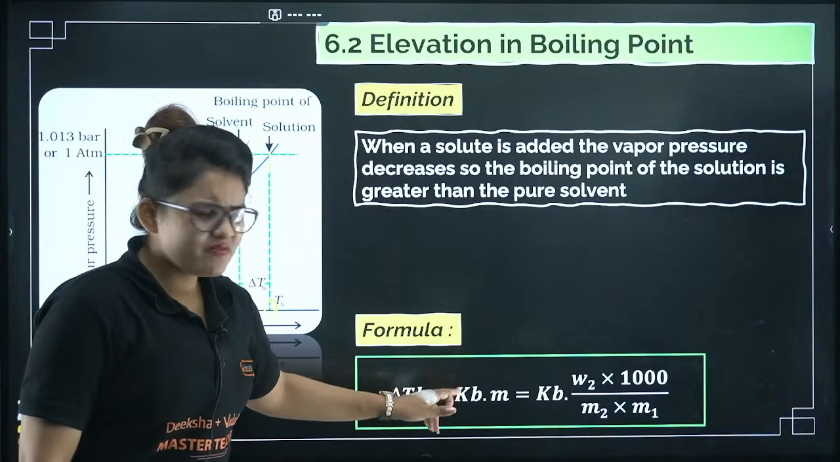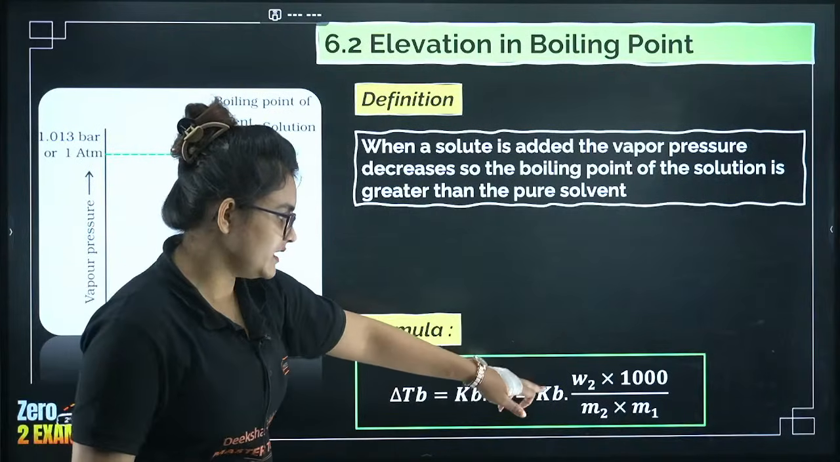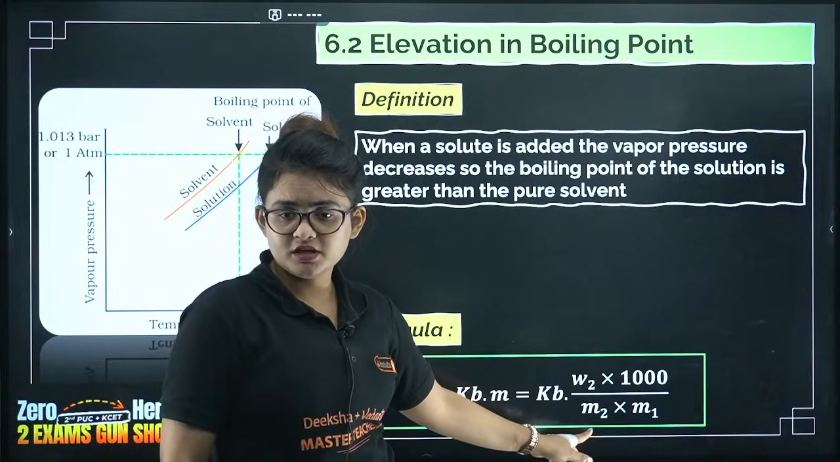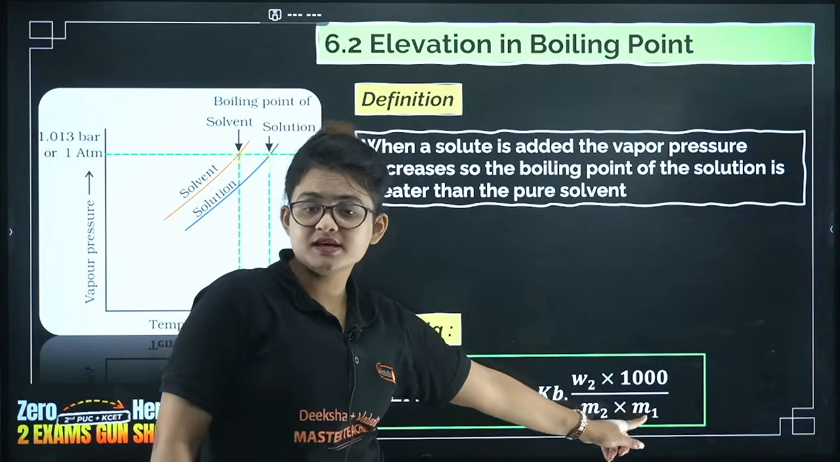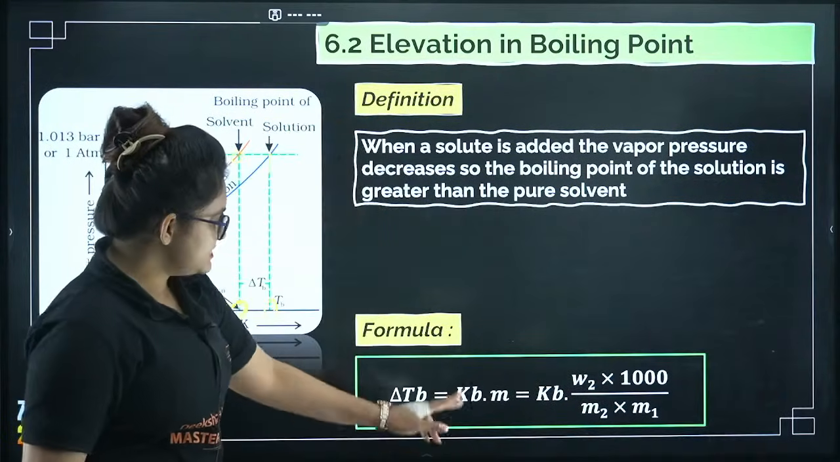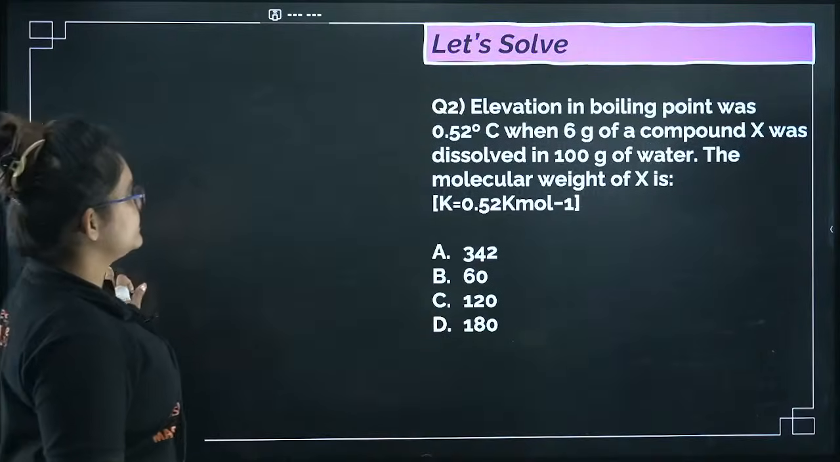That Kb value, in most cases it will be given to you, and molality if you further break down, that is the given weight of the solute divided by the molecular weight of the solute into mass of the solvent, overall into 1000. Okay, so this is the entire thing. So utilizing this formula we will further proceed.